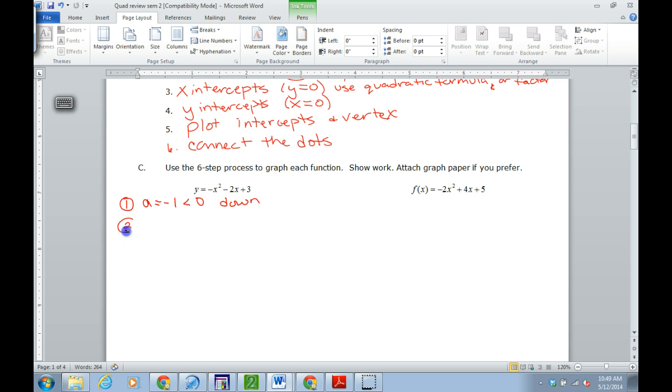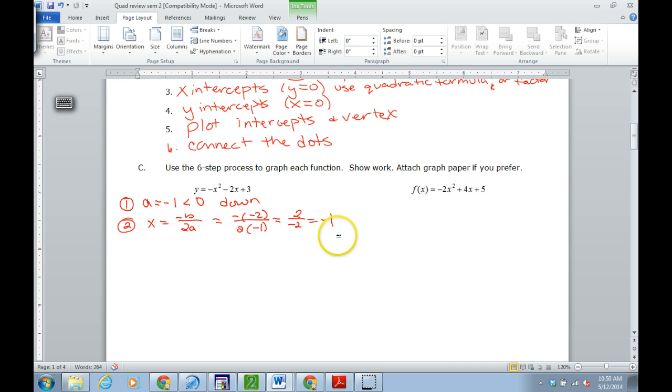Number 2, we need to find our vertex. So we are going to take x equals negative b over 2a. What is our b in this case? Negative 2. So negative of negative 2 over 2 times negative 1. Negative 2 over negative 2, which ends up being negative 1. Okay, that's our x value.